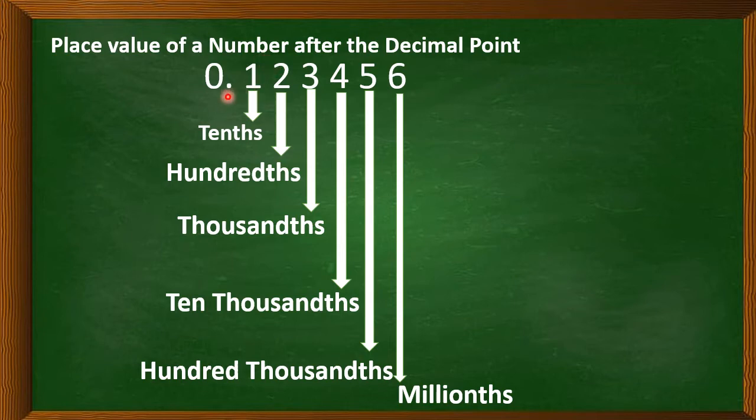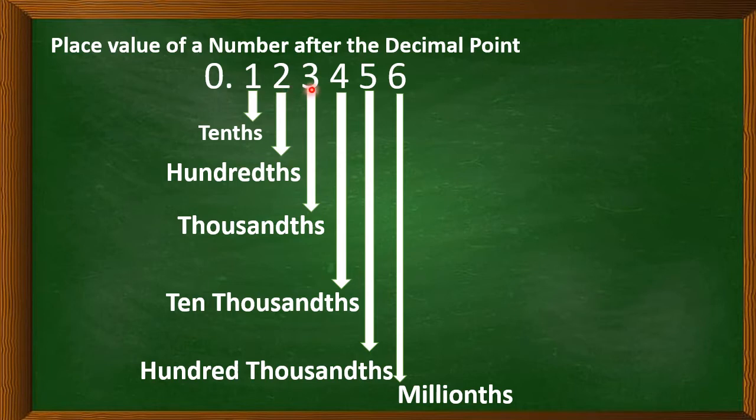This is the decimal point, and after the decimal point, the place value of 1 is tenths, place value of 2 is on the hundredths place, while 3 is on the thousandths place, 4 is ten-thousandths place, 5 is hundred-thousandths place, while 6 is on the millionths place. In most cases, the first three place values are very important: tenths, hundredths, thousandths.